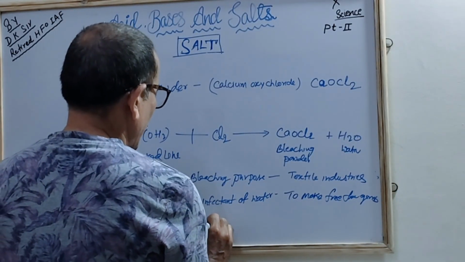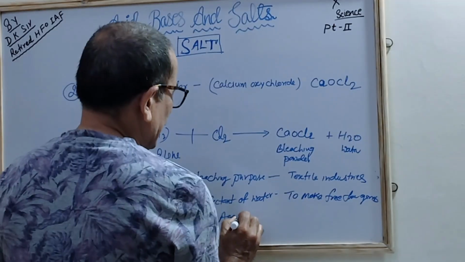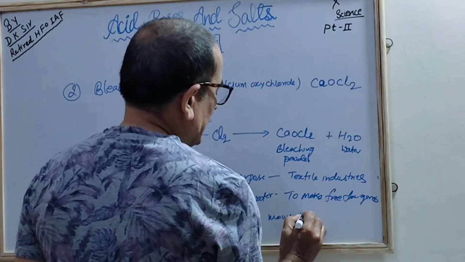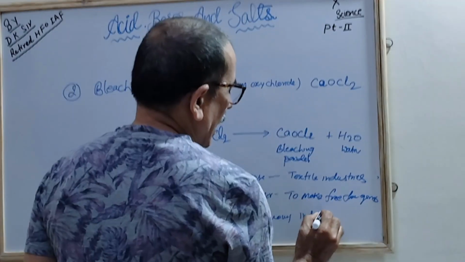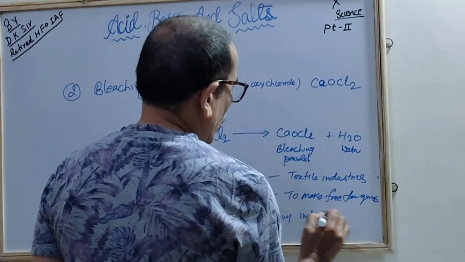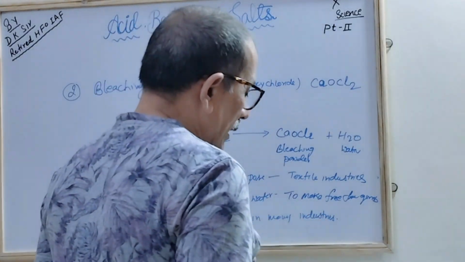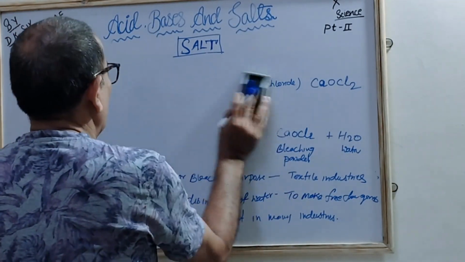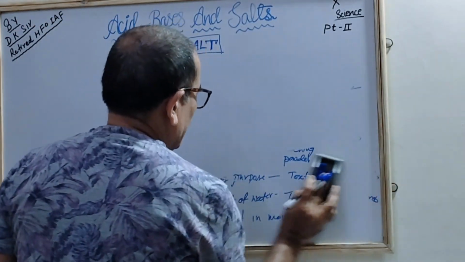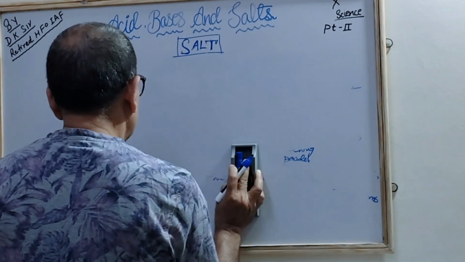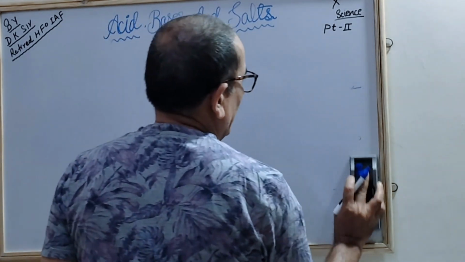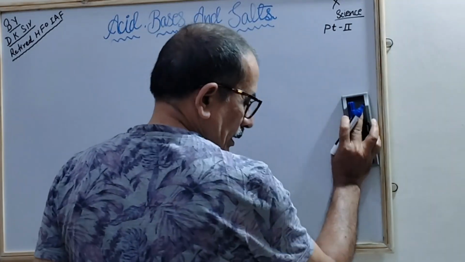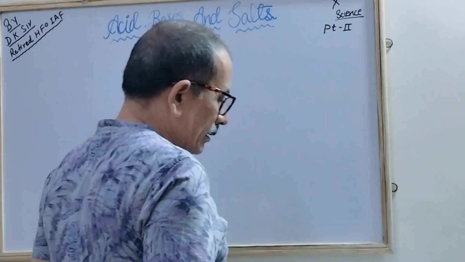Oxidizing agent. Many industries use it as an oxidizing agent in the production of many things, correct? So you understood what bleaching powder is, its chemical formula, its commercial name, where it is used, and how it can be produced. So you know everything.